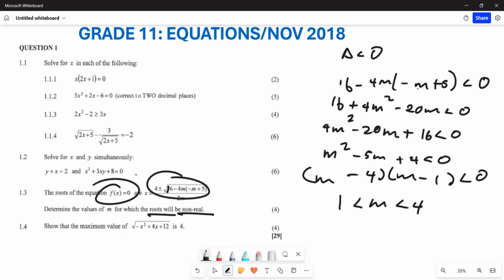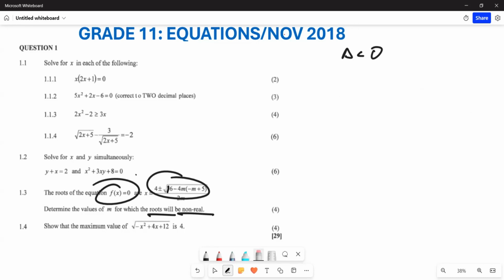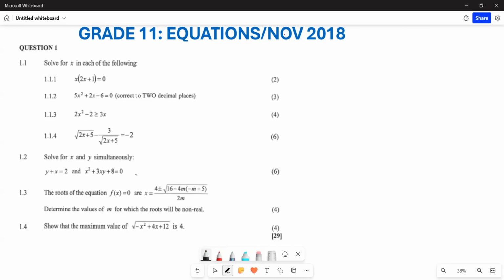Now let's look at 1.4. Let's just try and look at 1.4 and see what you can do in 1.4. Now, in 1.4, they say show that the maximum value of y is equal to 4. Now, how can you do that? Let's start here. Remember here, you have the square root of negative x squared plus 4x plus 12.